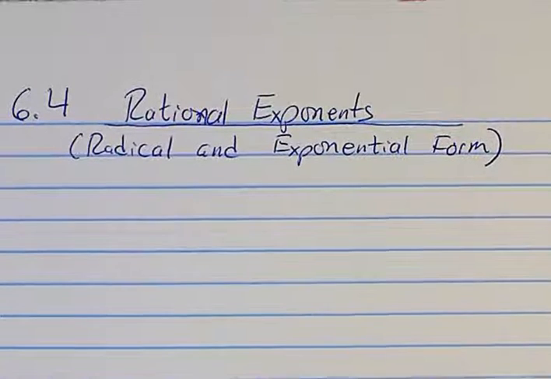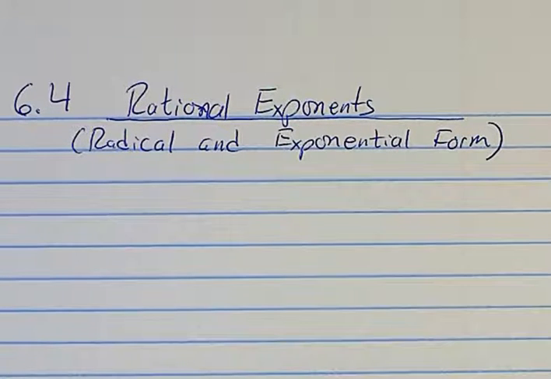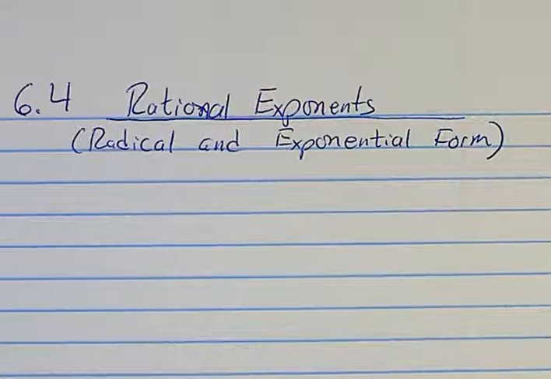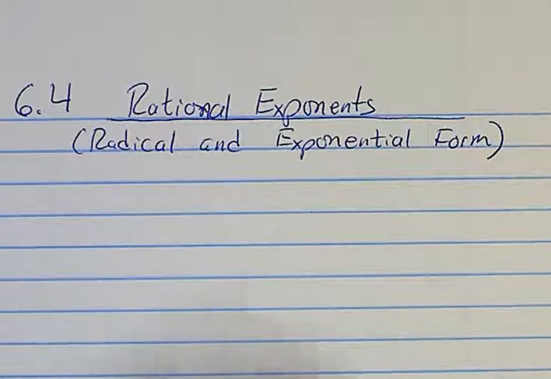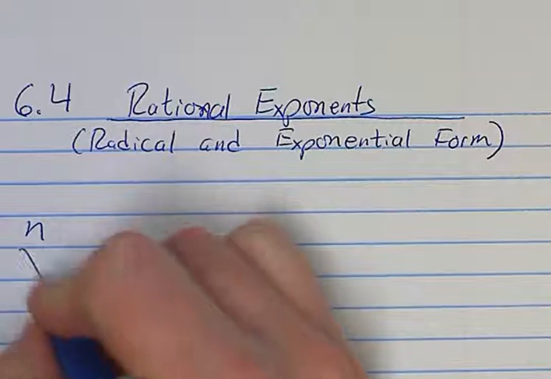Alright, so 6.4, it's rational exponents. Now, we're going to do two things. You're going to write it in radical form, and you're going to write it in exponential form. The good thing is, we've already done both. We're just going to go back and define it just a little bit more clearly as we're going through this one.